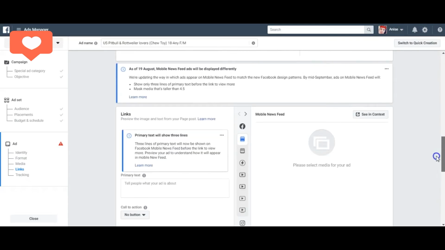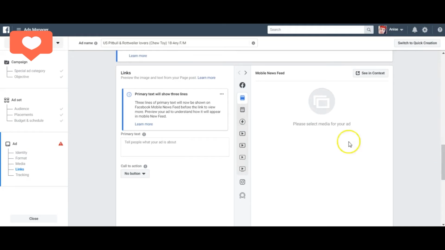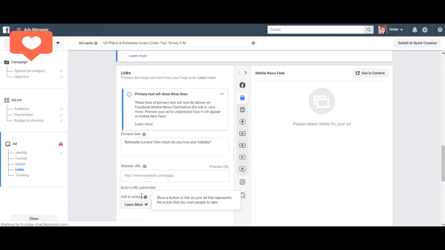So here we go. We're going to put your primary text in, what you'd like to say. So you could say, Rottweiler lovers, how much do you love your fur baby, for example. And then you could have a video. You can put a call to action. So you can say no button, shop now. Learn more is a really good one rather than shop now, because people feel like they're being sold, whereas learn more gives them, oh, I want to learn more, without that hard sell. So depending on who you're targeting, that's a nice option.